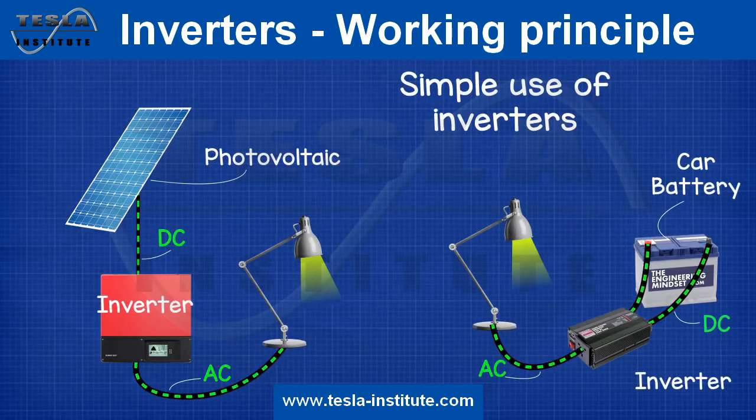So where are inverters used? Well, a common and fairly simple application of inverters is within solar panels or photovoltaic arrays, as these generate DC power, but the appliances in your home will use AC power, so this needs to be converted for it to be of any use. You can also buy portable inverters for your car, which allow you to use the car's battery to power small household appliances.